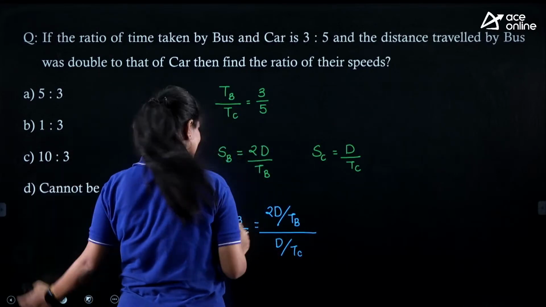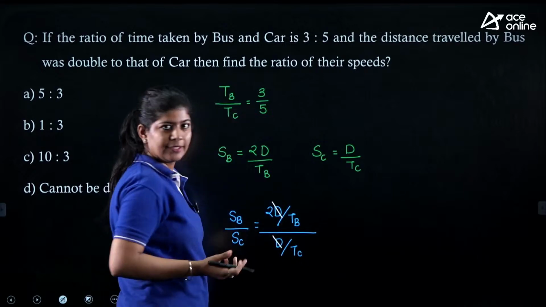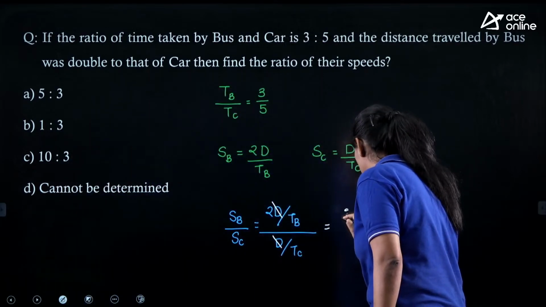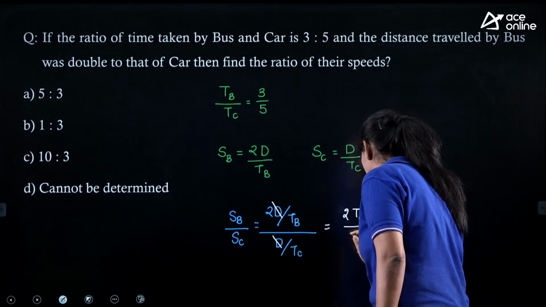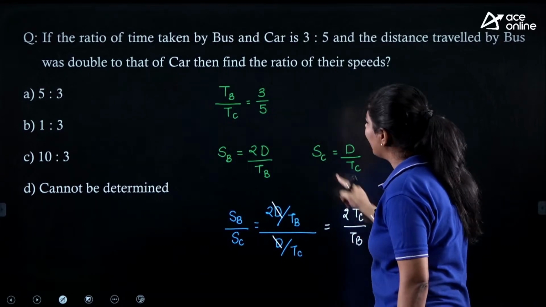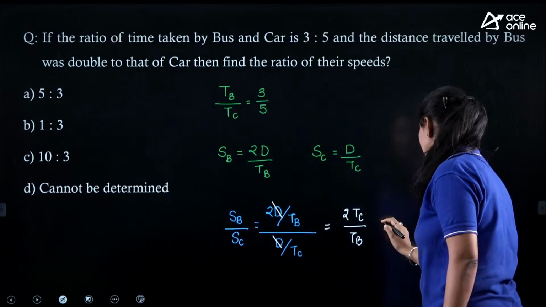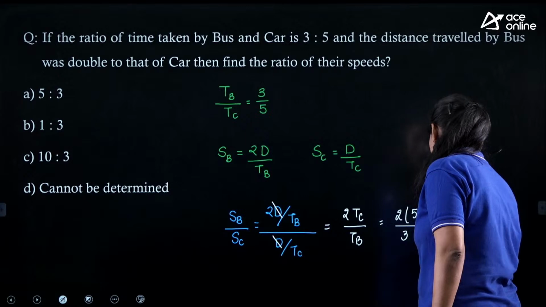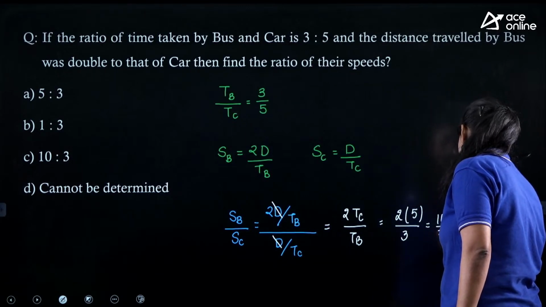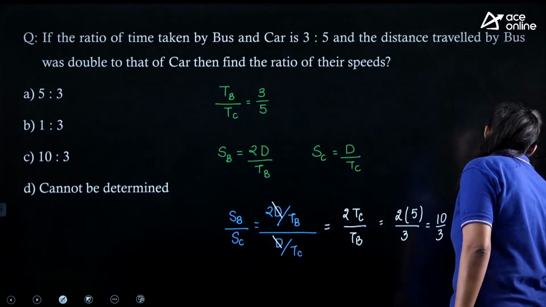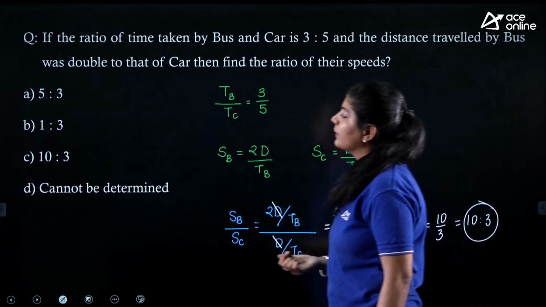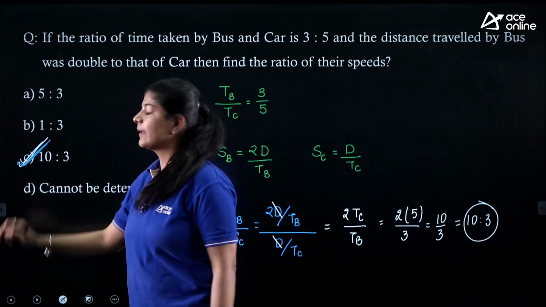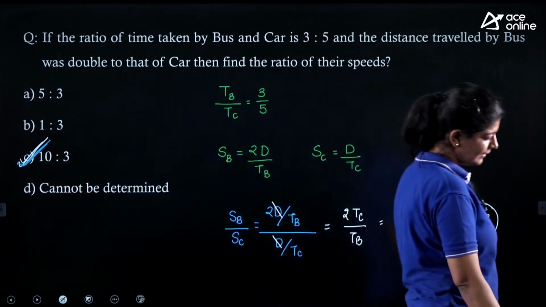As I can see, this D and D got eliminated, right? And if I solve this, I can write it as twice of TC divided by TB. As I am having the values over here, I can write it as 2 multiplied by 5 divided by 3, and the ratio that I got over here is 10:3. That means your option number C is the correct one.